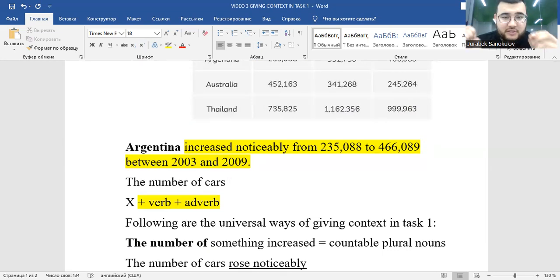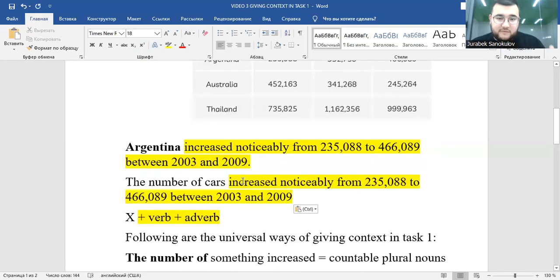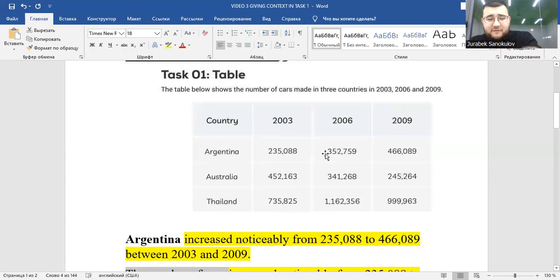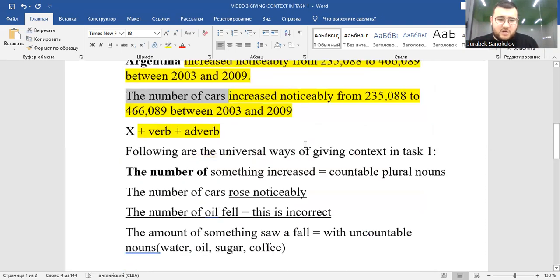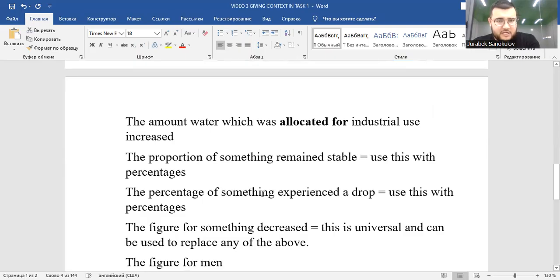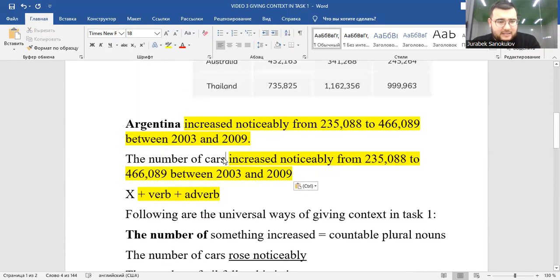So now here's the tricky part. If you say the number of cars increased noticeably from X to Y, again, you're not providing enough context, because you're not mentioning Argentina, right? So to provide context, if you are just starting to learn task one, ask this question. I mean, this part is easy. You just identify if the thing that you're talking about is a countable or uncountable noun, and you will use one of the options from this list, and then you will just say it. Here I did the same thing. The number of cars.